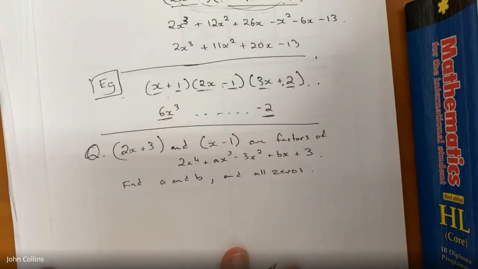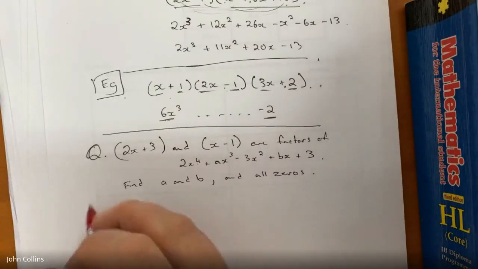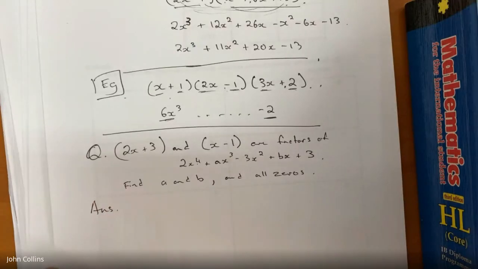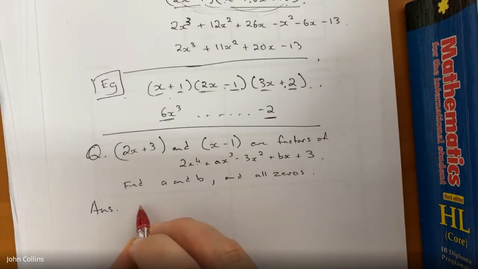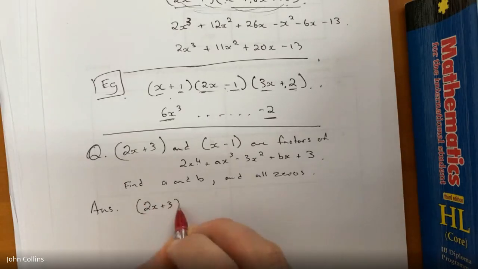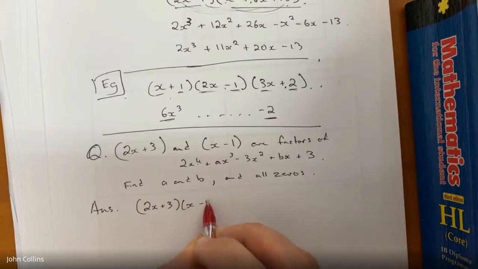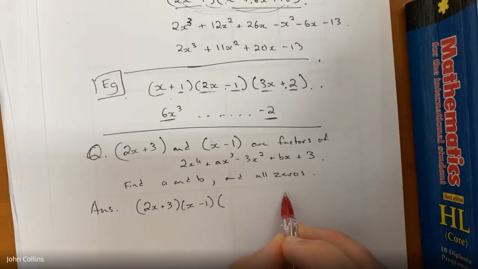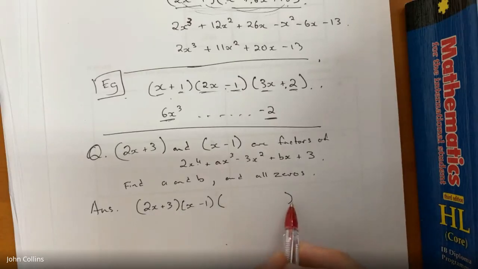Now, if you want to go and do that quicker than me, go for it. I'm going to go through it now. Answer. I'm going to use a very similar method to the last time. 2x plus 3 times x minus 1 times, what type of equation is it going to be multiplied by? Quadratic, yeah. It's going to be a quadratic, because you got a linear, it's going to be a quadratic then.